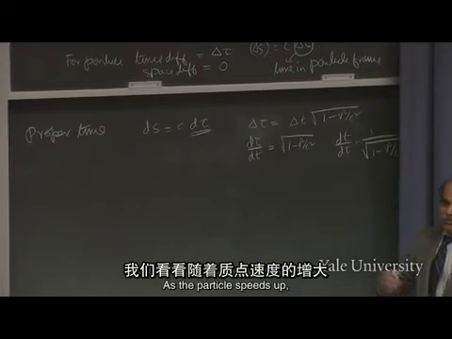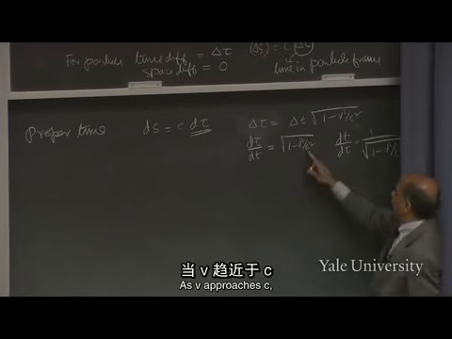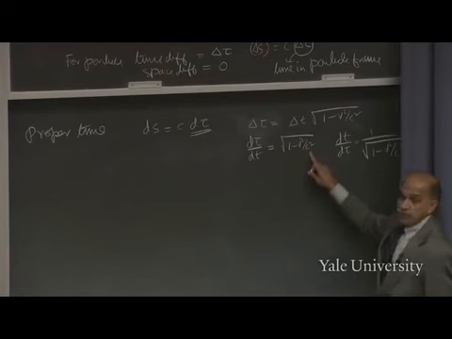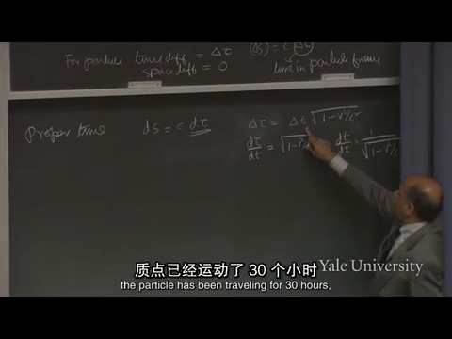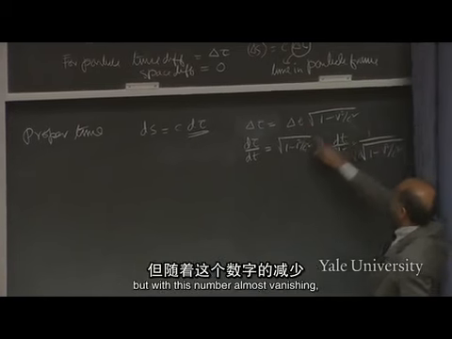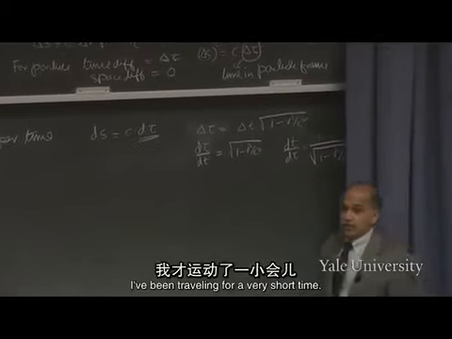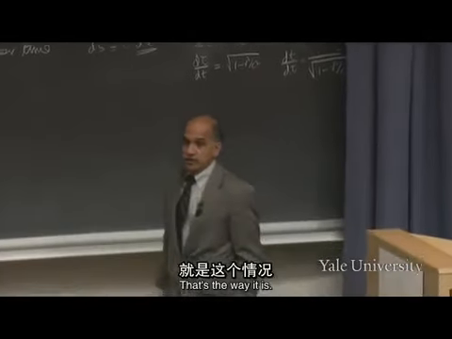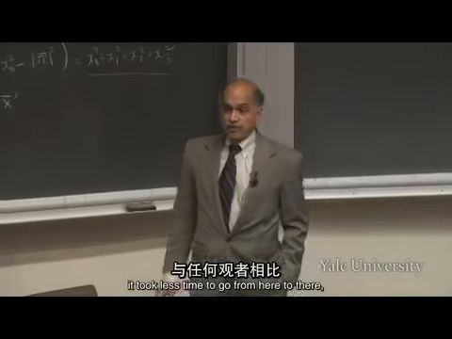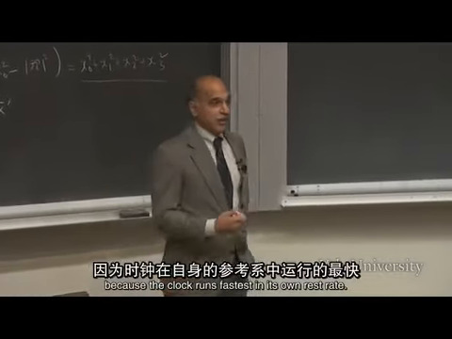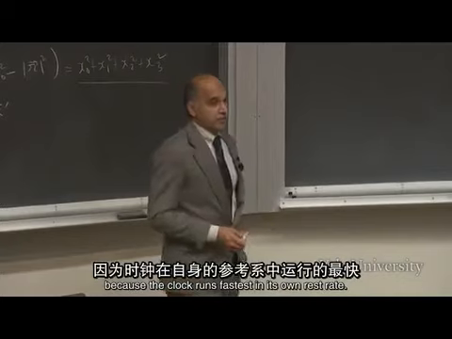As the particle speeds up, let's see if it makes sense. As v approaches c, this number approaches 0. That means you can say the particle has been traveling for 30 hours, but with this number almost vanishing, the particle will say, I've been traveling for a very short time. That's the way it is. The particle will always think it took less time to go from here to there compared to any other observer, because the clock runs fastest in its own rest frame.